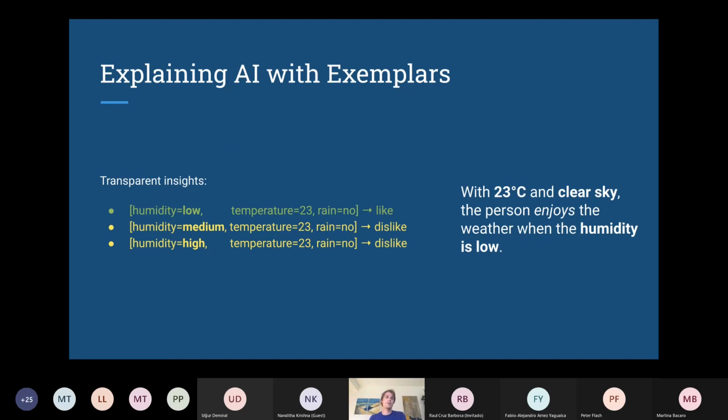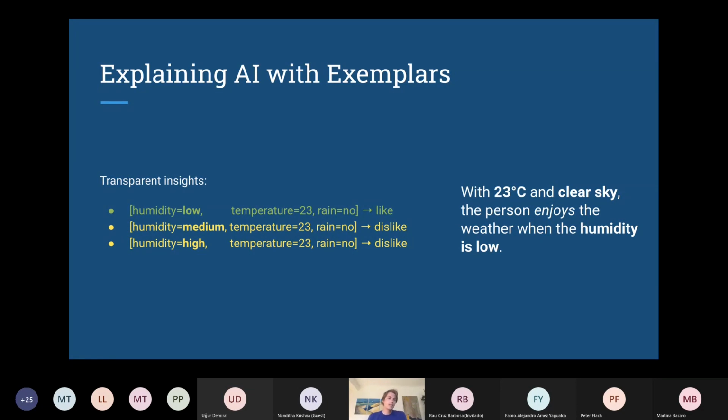So just to give you a more precise example of how it works, here to the left, you can see a few examples of exemplars, basically a sort of transparent insights into a machine learning model, which tell you the humidity, the temperature, and rain, whether it's raining or not, as features, and then the black box decision whether a person likes the weather or dislikes the weather.